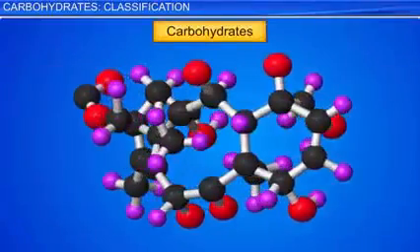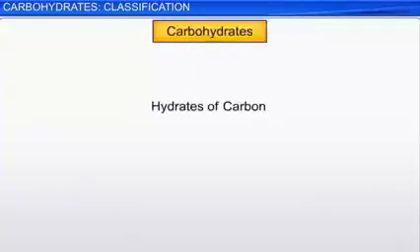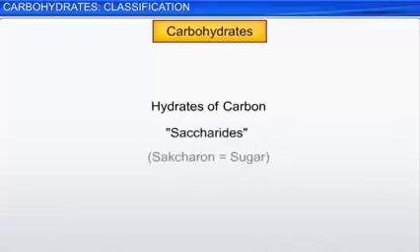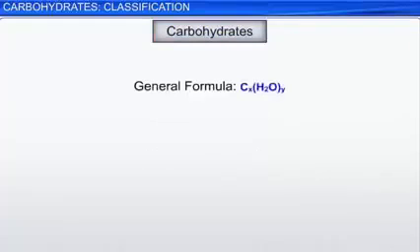Carbohydrates got their name because historically they were considered to be hydrates of carbon. Carbohydrates are also called saccharides, from the Greek word saccharon for sugar. Many, but not all carbohydrates have the general formula CxH2Oy. For example, glucose, C6H12O6. Its formula can be rearranged to fit the general formula.